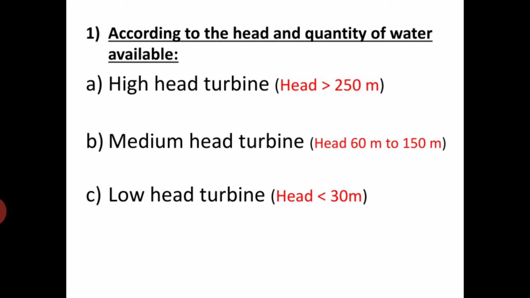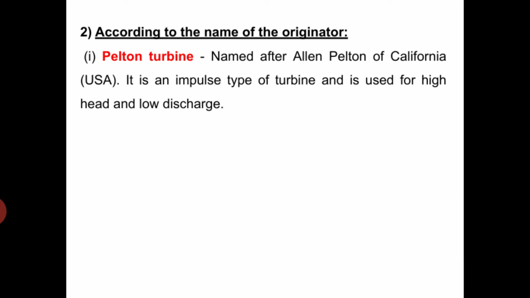The range of head for these turbines is mentioned here. That is, for high head turbines greater than 250 meters, medium head turbines 60 to 150 meters, and low head turbines less than 30 meters. And the next classification will be according to the name of the originator. According to the name of the originator, hydraulic turbines are classified as Pelton turbine. It is named after Lester Pelton of California, and it is an impulse type of turbine and is used for high head and low discharge.